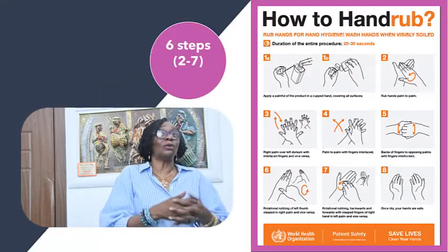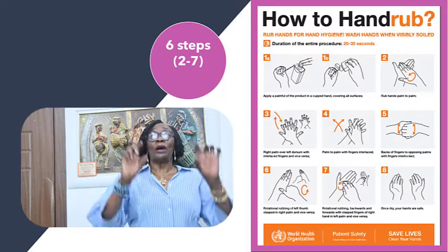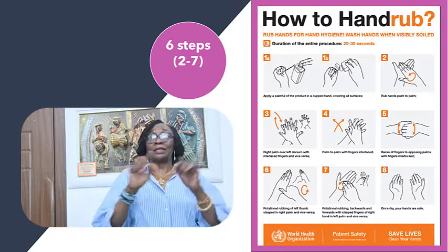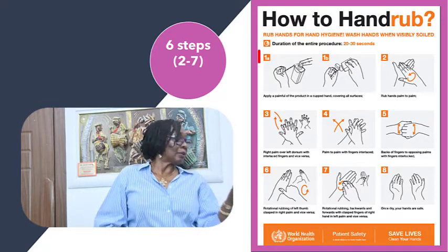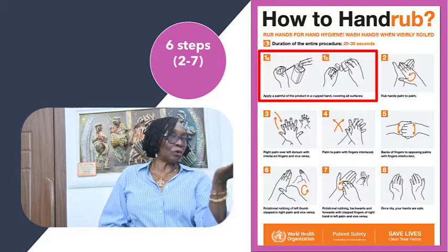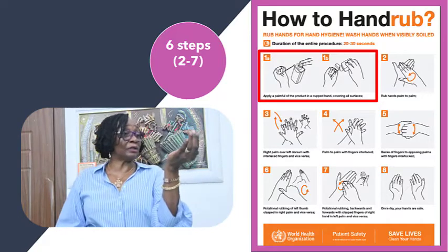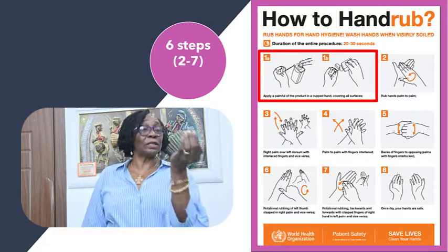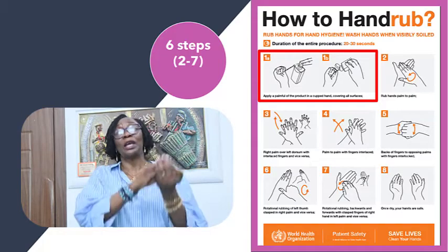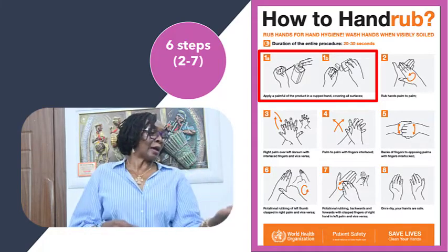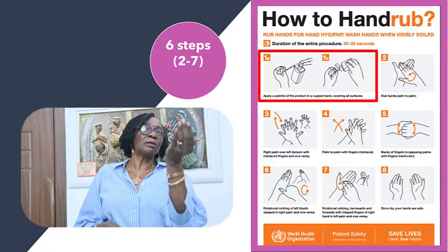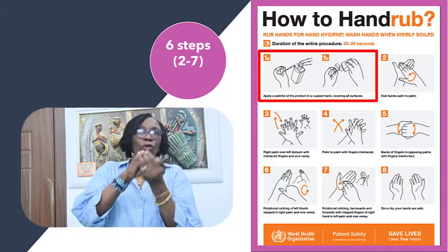Now with alcohol hand rub, you have these 6 steps from 2 to 7. You need to put an adequate amount of alcohol in your hand. That is essentially very important. This adequate amount is usually what we'll say, a handful, but at least 3 to 5 mils should go into your hands.